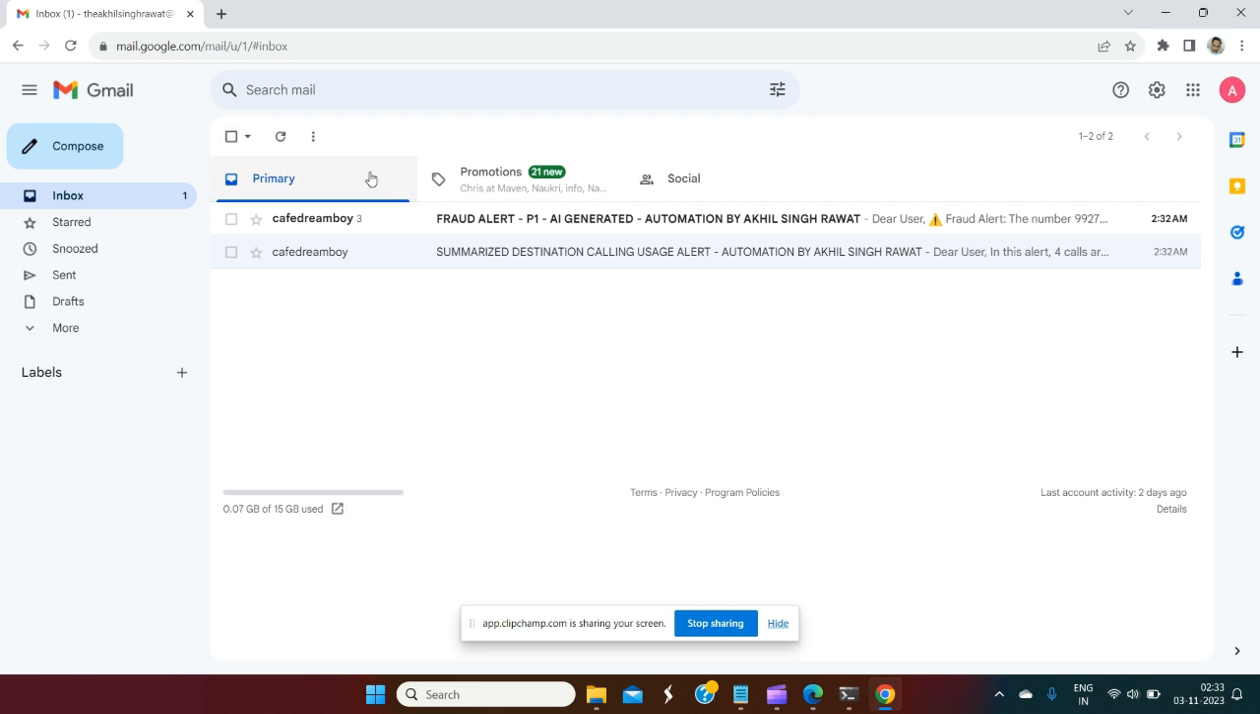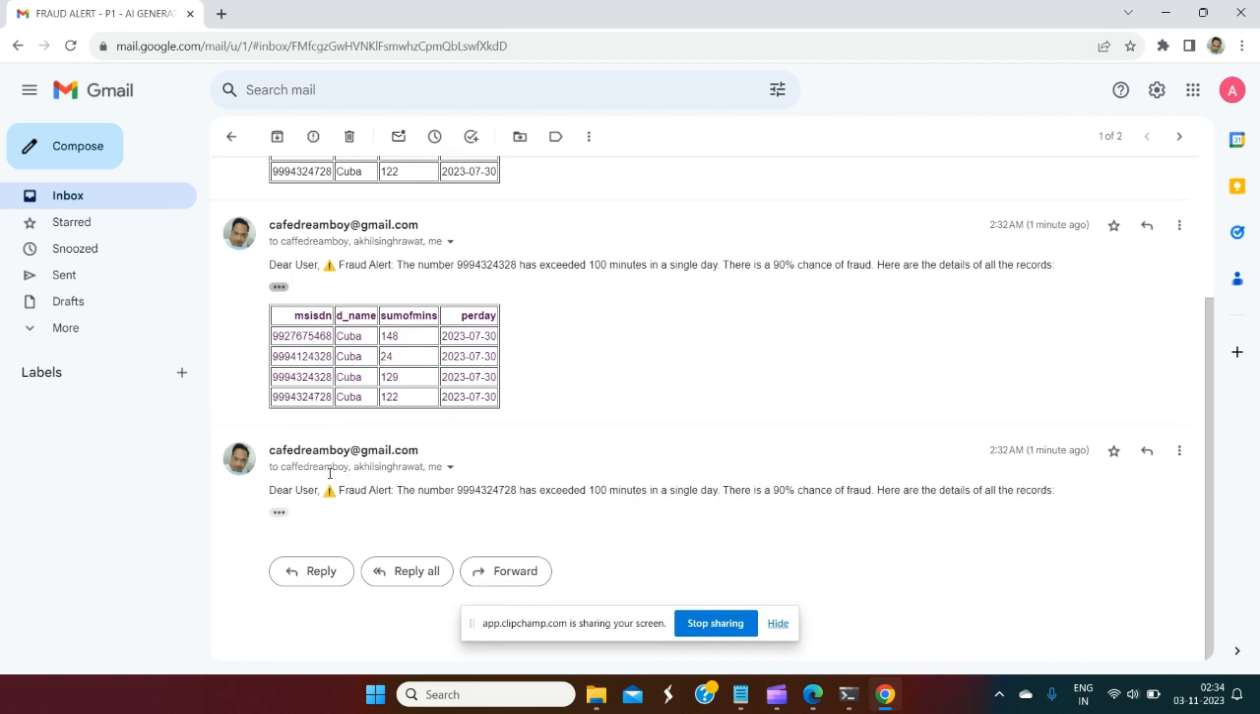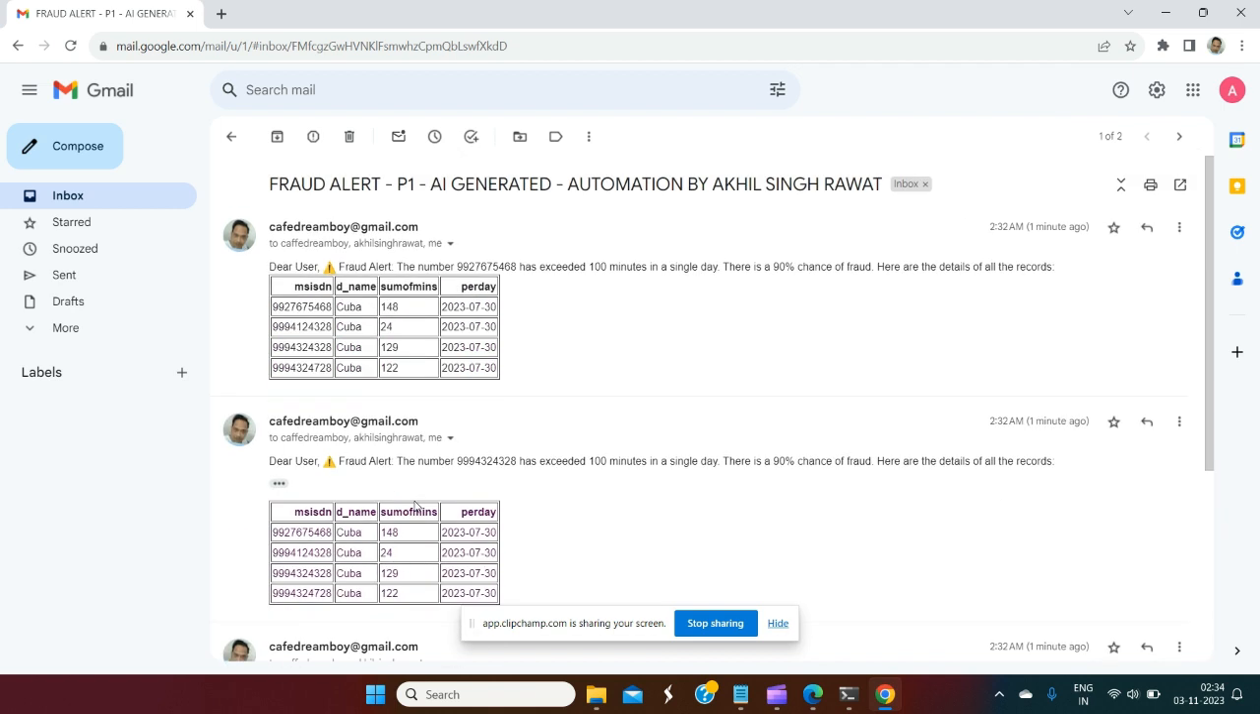So yeah, now we will see the AI generated alert. This one, the code I have written. Oh, wow, as you can see here, three alerts have come, because the subject line is the same, so they come under one. Yeah.